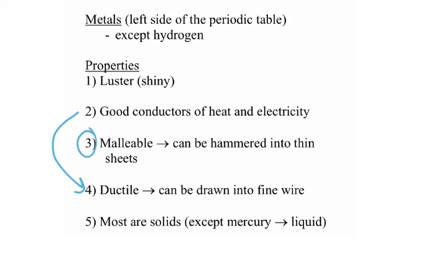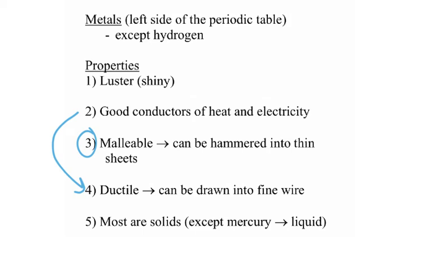When you are hammering a metal, what you're doing is manipulating its shape. You can bend the metal, you can hammer it, and it will not break. It will not shatter. That's what malleable means. You can make them into thin sheets. Just think of aluminum foil, a very thin sheet of aluminum. And basically, if you hammer it and manipulate it and bend it, it doesn't break apart.